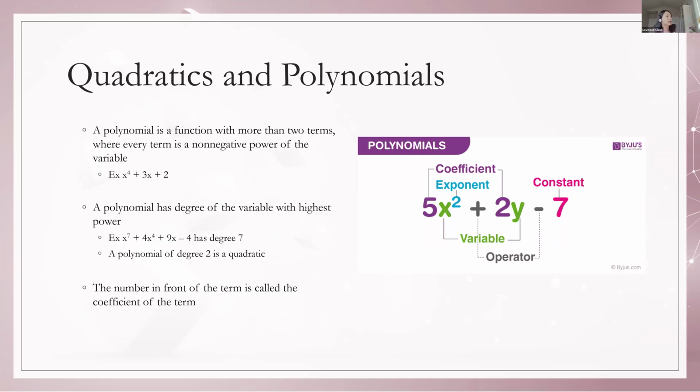And then a polynomial has a degree, which is the highest power of the variable. For example, x to the 7th plus 4x to the 4th plus 9x minus 4 has degree 7, because x to the 7th has the highest power. If it was x squared plus 3x plus 7, then the polynomial would have degree 2, because the highest power of x is 2.